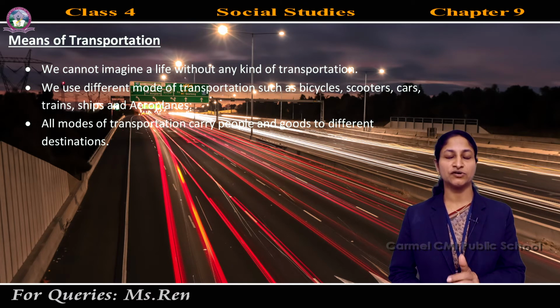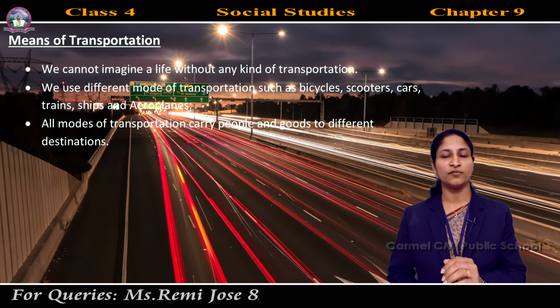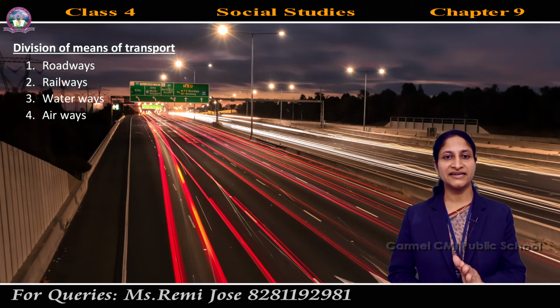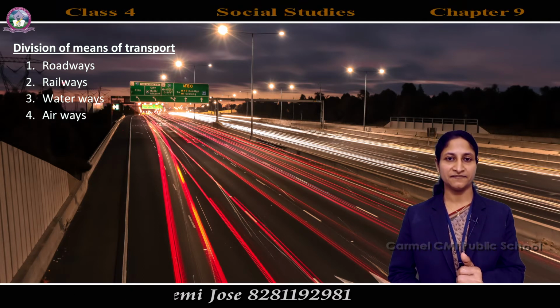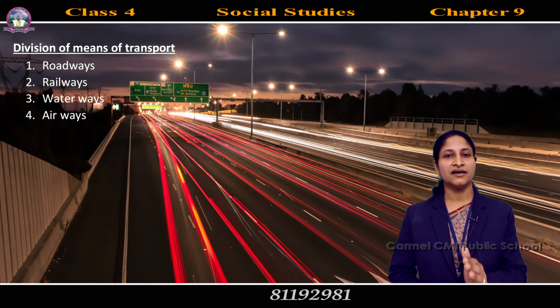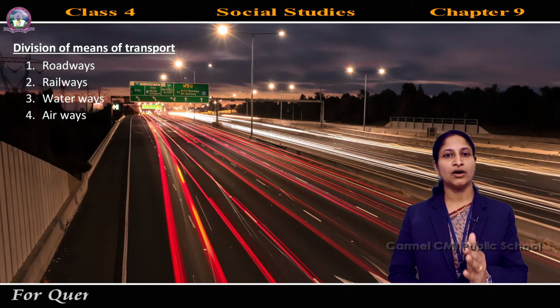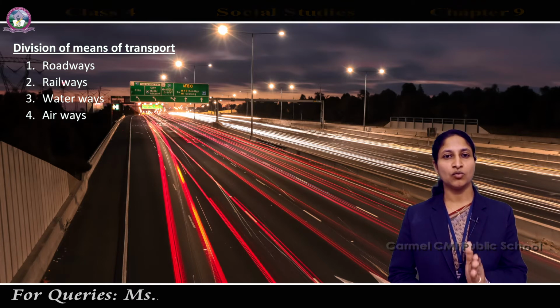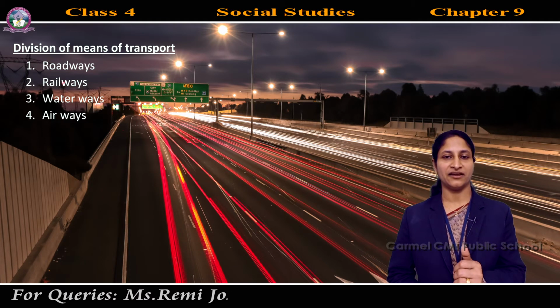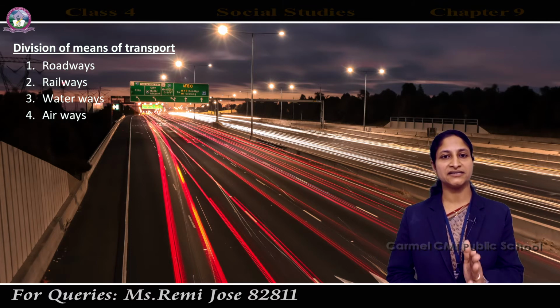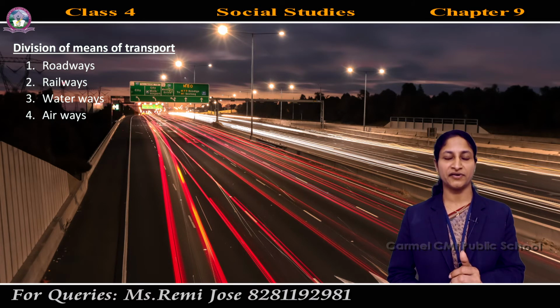The means of transport can be classified into 4 major groups. How many major groups? 4 major groups. Let's see what they are. They are roadways, railways, waterways and airways, which are the 4 major divisions of means of transport. Now let us learn about these means of transport one by one in detail.